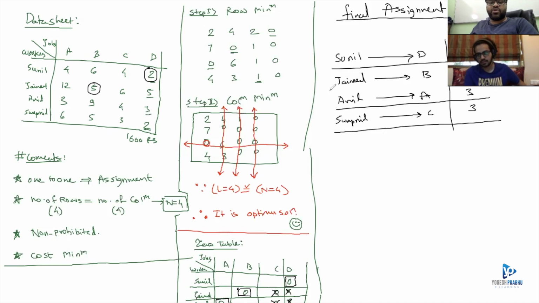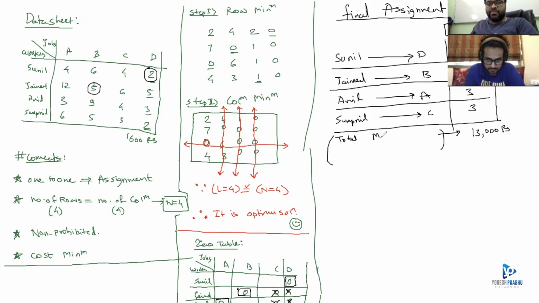So we have to do the total, right? 13. This is the cost. Total is 13. Is it 13,000? So the final total minimum is rupees 13,000.